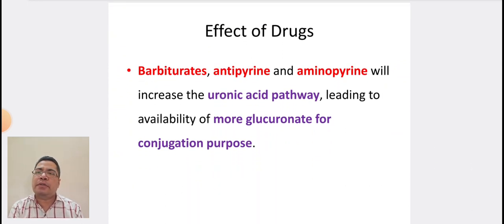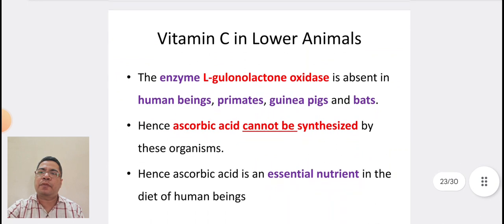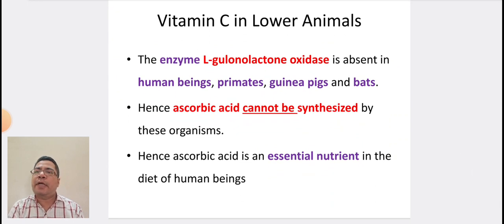Coming to the effect of drugs, barbiturates, antipyrine, and aminopyrine will increase the uronic acid pathway, leading to availability of more glucuronate for conjugation purpose. Coming to vitamin C in lower animals, the enzyme L-gulonolactone oxidase is absent in human beings, primates, guinea pigs, and bats. Hence, ascorbic acid cannot be synthesized by these organisms. Hence, ascorbic acid is an essential nutrient in the diet of human beings.